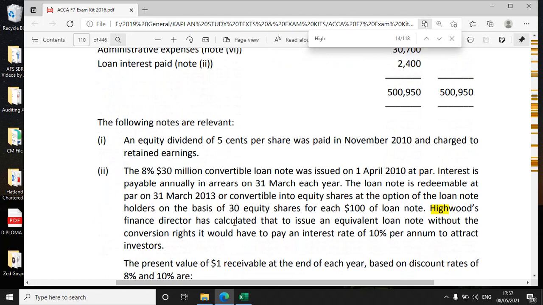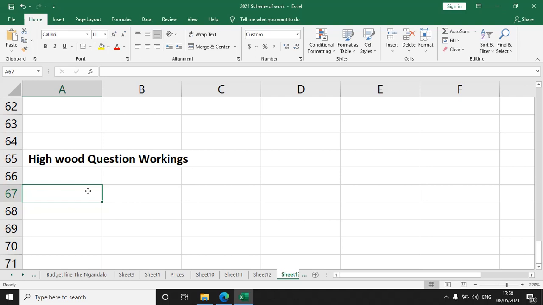So I'm going to go one step at a time, try to see if we can just work out some of these things. First of all, there's an issue. Equity dividends of 5 cents per share was made in November 2010 and charged to retained earnings. So you need to tell the examiner how much was actually charged in that case. So let's try it out. Try to do some bit of work. That's working one. You better get your pen and start writing.